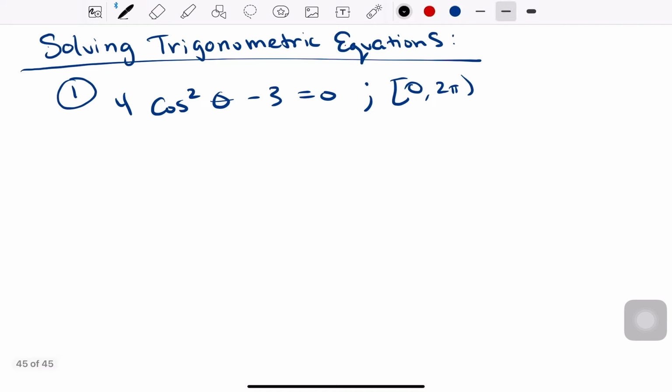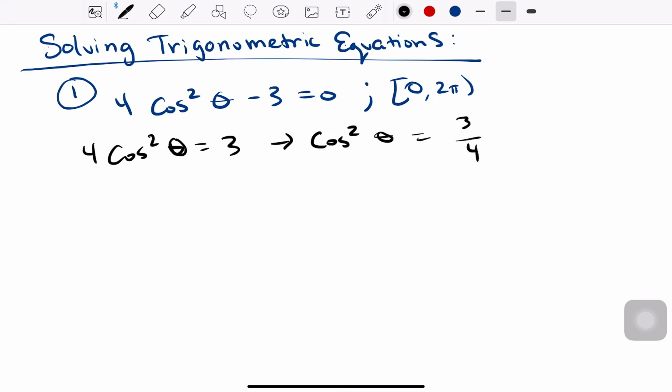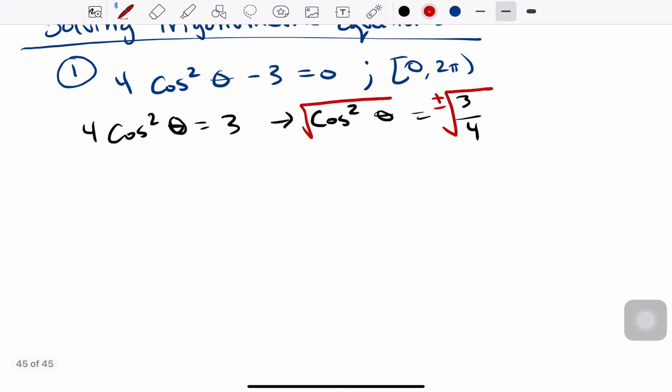And so if we just think algebra, we should be left with 4 cosine squared theta is equal to 3. And that leads to cosine squared theta is equal to 3 divided by 4. Now, here you might be like, okay, I have cosine squared theta by itself, but that is not what we want. We want just cosine. So the only way to do this is to square root both sides, and on the right, you should add a plus or minus radical 3 over 4.